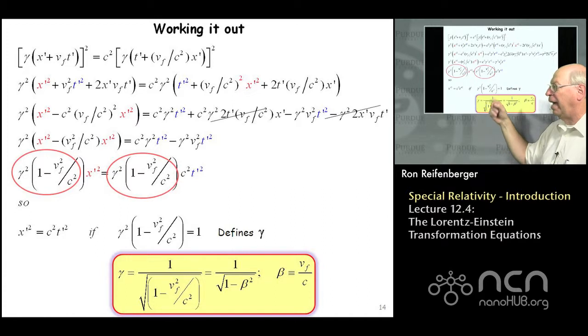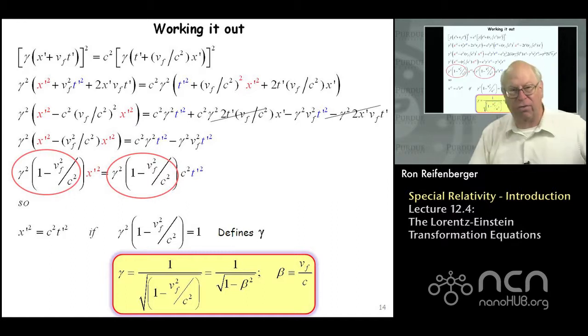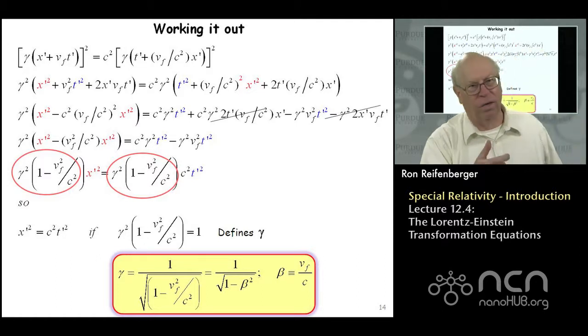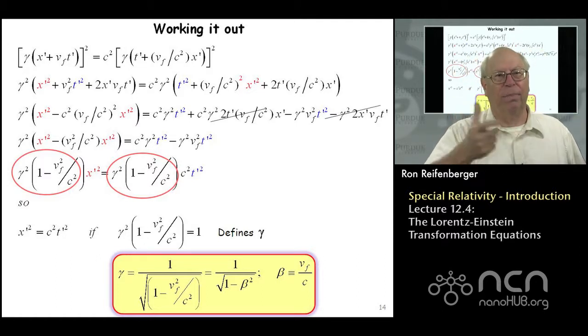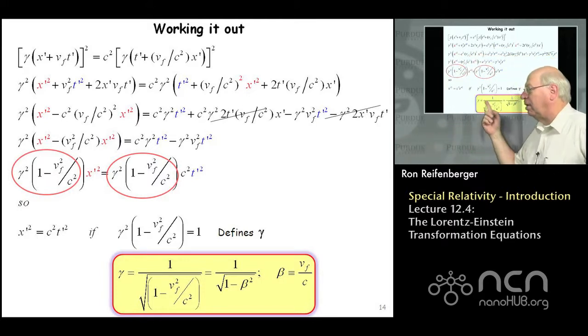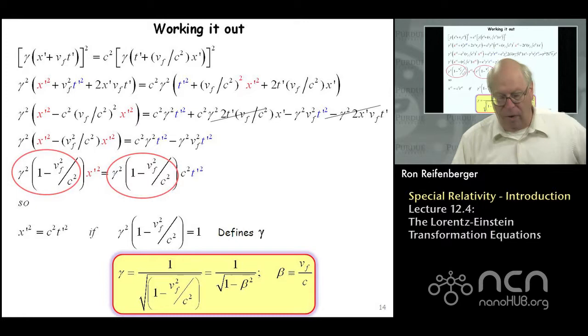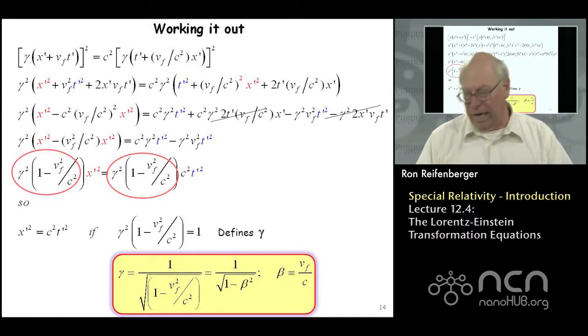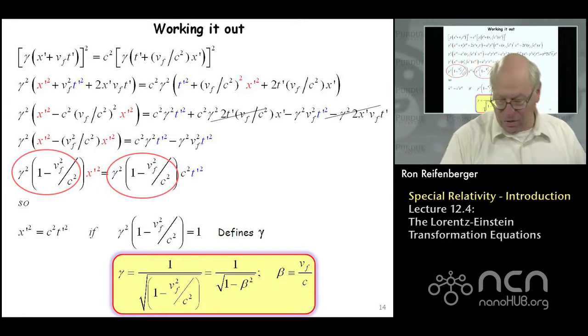You can follow through the arithmetic, and several terms cancel out. But what you find at the end of the derivation is that this quantity gamma has to be equal to the square root of 1 minus v sub f squared over c squared. This quantity then makes this expression for how light propagates in a coordinate system invariant, independent of the motion of that coordinate system. So gamma is defined in that way. This derivation is not rigorous, but it does give the right answer.